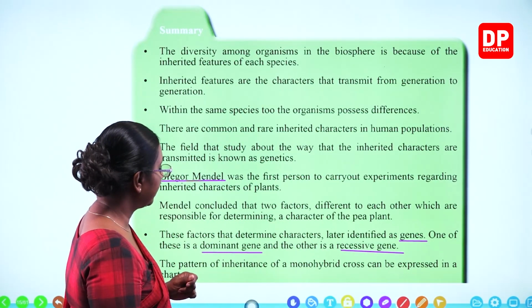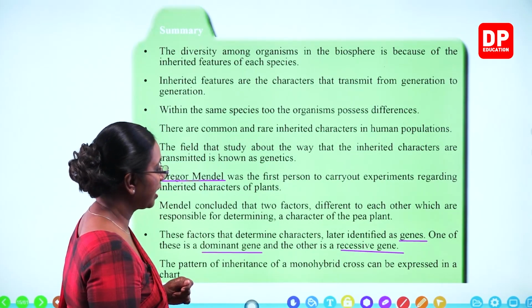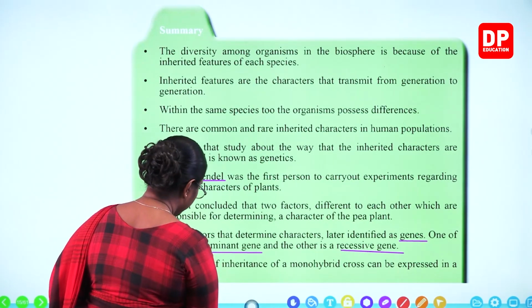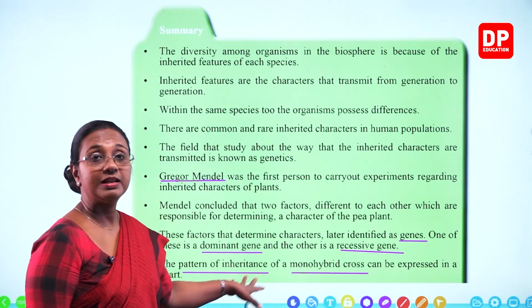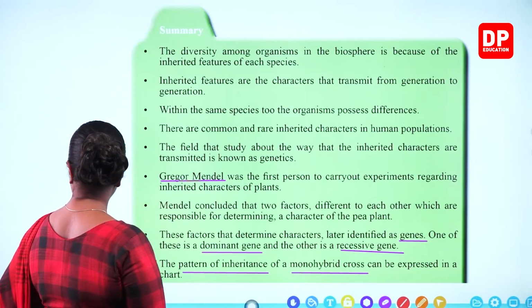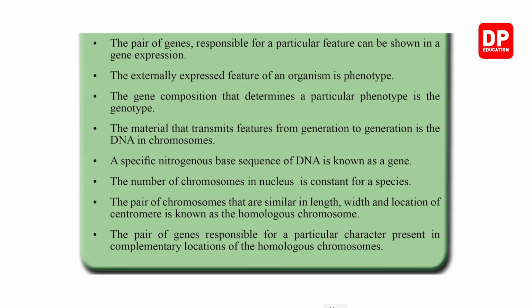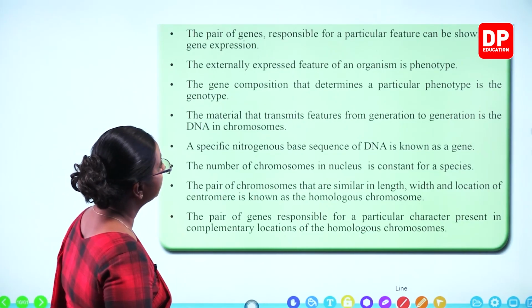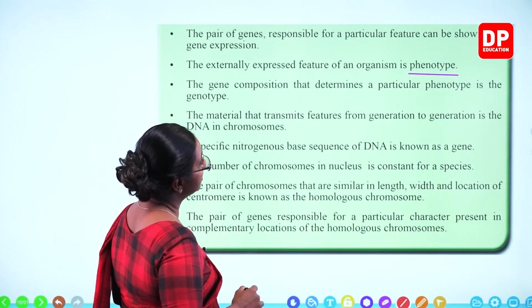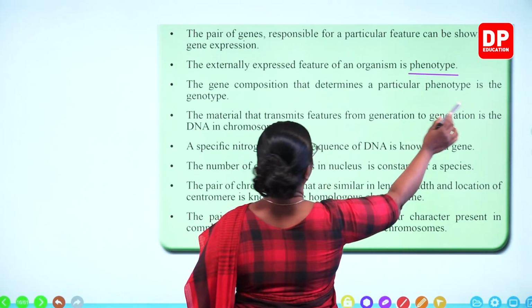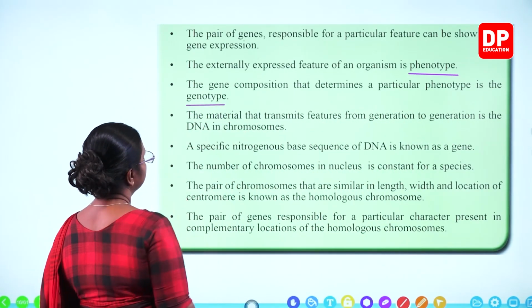The pattern of inheritance of a monohybrid cross can be expressed in a chart. So pattern of inheritance, monohybrid cross. So we'll continue the summary in the next slide as well. The pair of genes responsible for a particular feature can be shown in a gene expression. The externally expressed feature of an organism is phenotype. The gene composition that determines a particular phenotype is called the genotype.